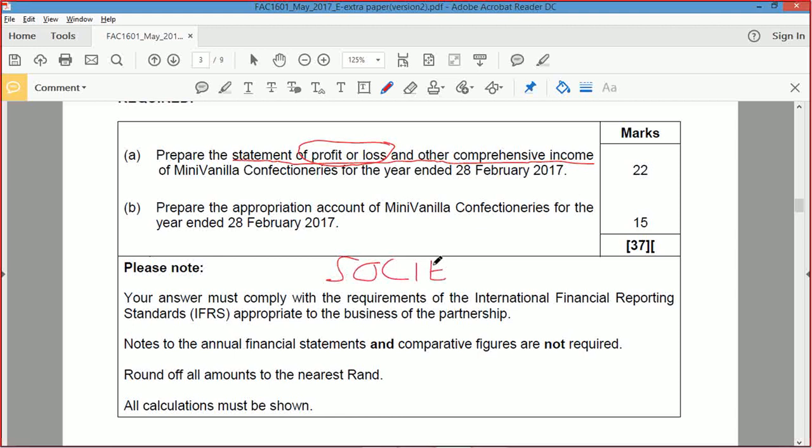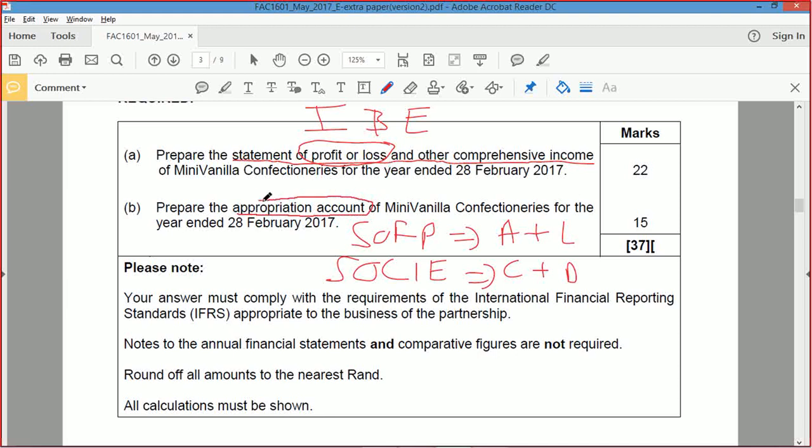Capital would be part of the statement of changes in equity. So profit and loss. Statement of changes in equity, capital and drawings. Statement of financial position, assets and liabilities. Isn't that sales and expenses, profit or loss? Yes, income and expenses. Income and expenses, yes. Okay, so that's what you're going to be looking at in this particular question, okay, A.